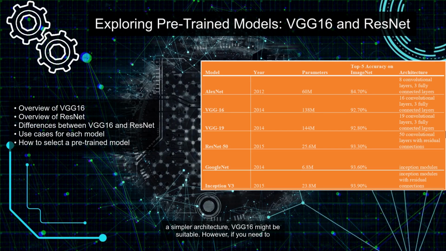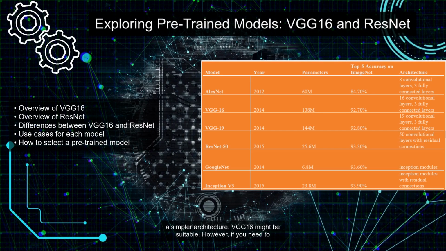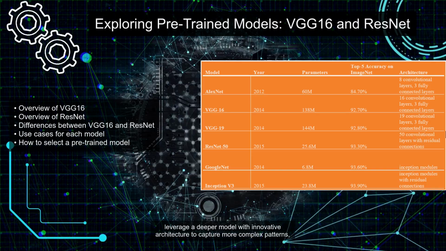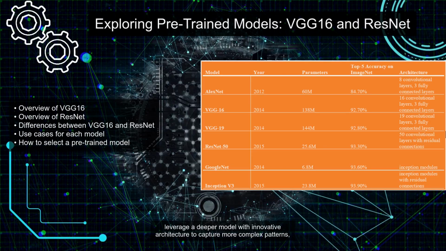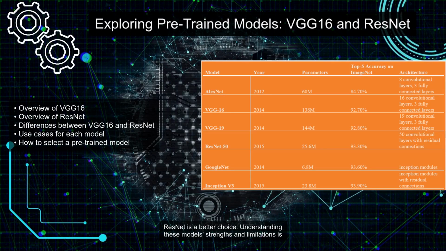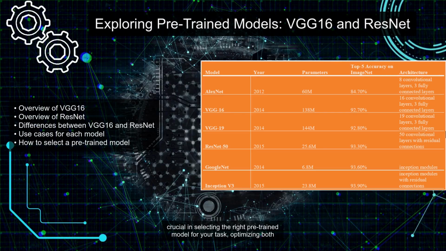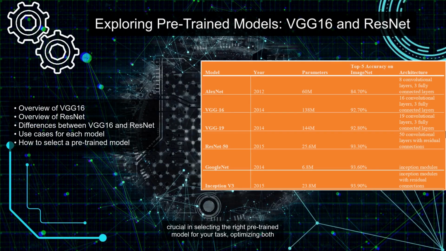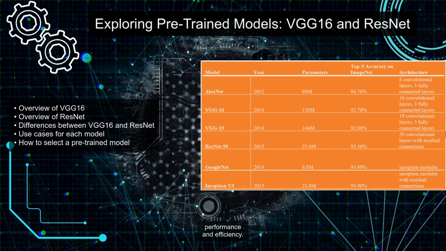The choice between these models depends on your specific needs and computational resources. If your task requires recognizing fine-grained features with a simpler architecture, VGG16 might be suitable. However, if you need to leverage a deeper model with innovative architecture to capture more complex patterns, ResNet is a better choice.